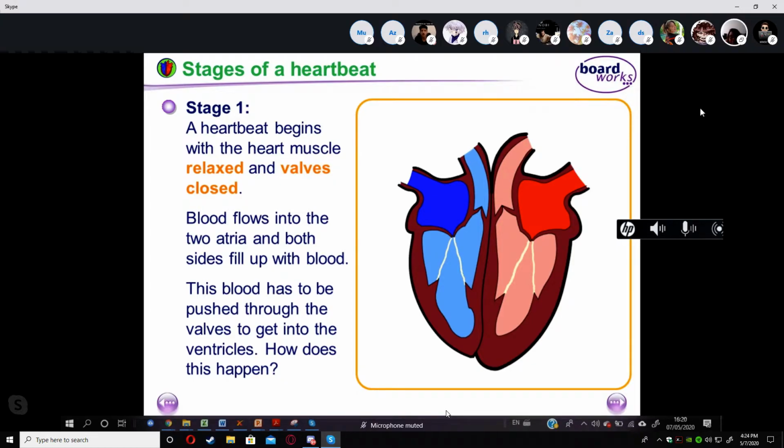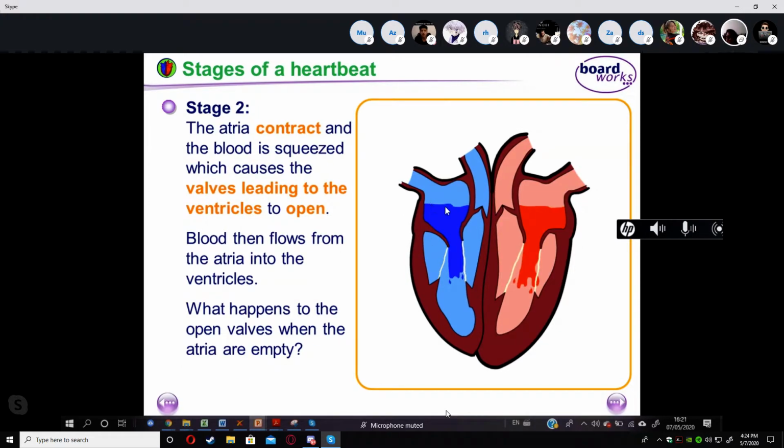A heartbeat begins with the heart muscles relaxed and valves closed. How does it begin? With the heart muscles relaxed. Everything is relaxed here, and the valves are closed, right? When the heart relaxes, the blood flows into the atria, both the atria. Now this blood, which is in the right and the left atria, has to go into the right and the left ventricle, right? Now, how does this happen?